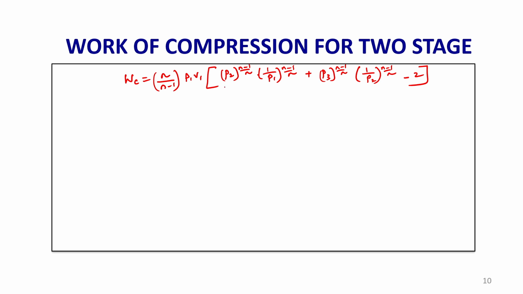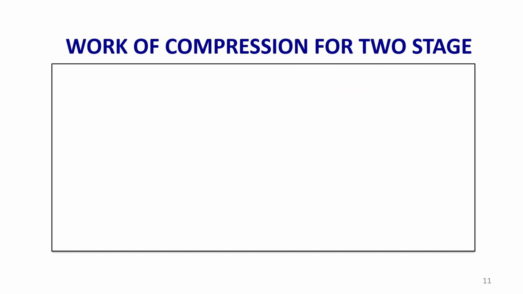So, this is the first term which has been split from the previous step and this is the second term which has been split. P2 by P1 I have written as P2 to the power of the superscript term and 1 by P1 to the power of the superscript term. Similarly, P3 by P2 I have split in the same way.